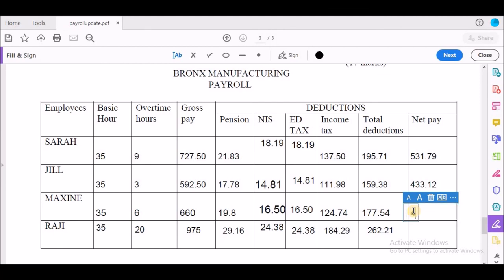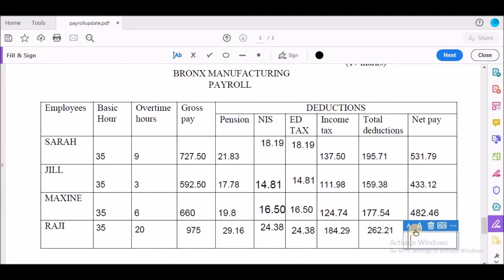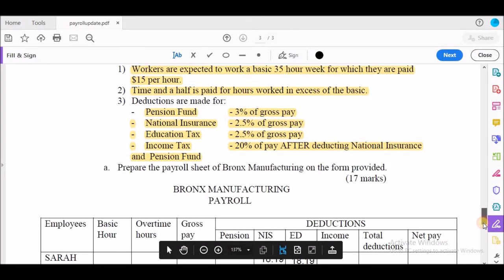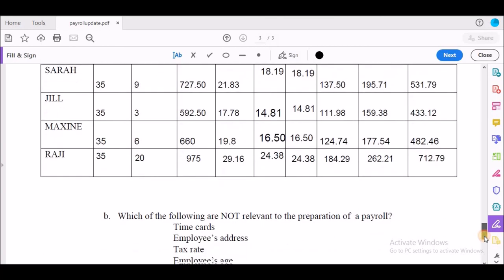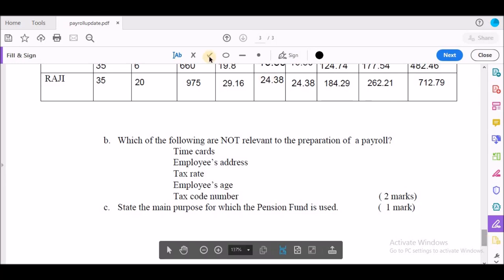Then we have Maxine, and Maxine is $660 minus $177.54. So take home is $482.46. Then we have Raji. So Raji is $975, and we're going to take $262.21 from it. So in hand, he or she will go home with $712.79. And that is your payroll sheet. And that would have given you 70 marks on the exam. Pretty simple.